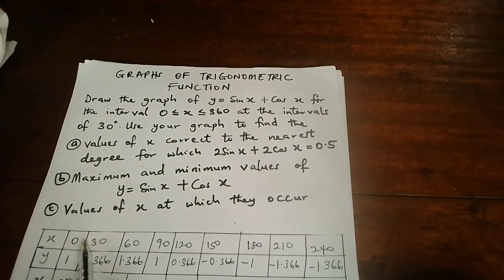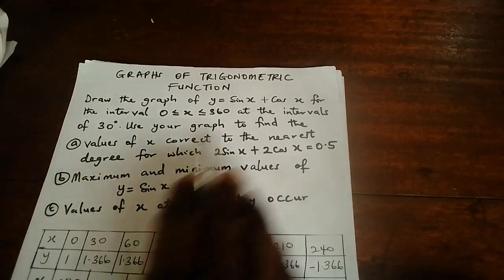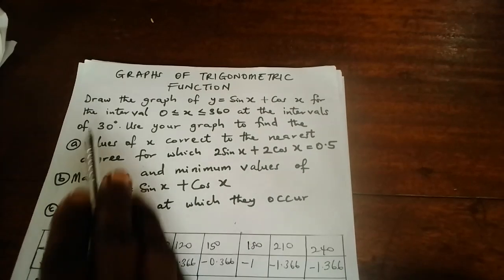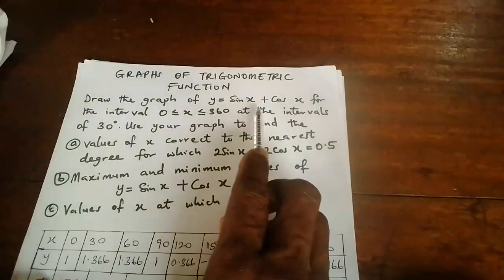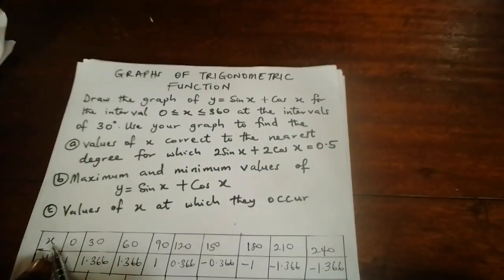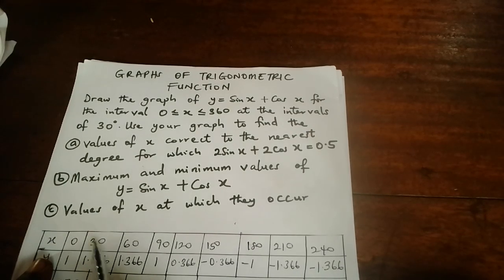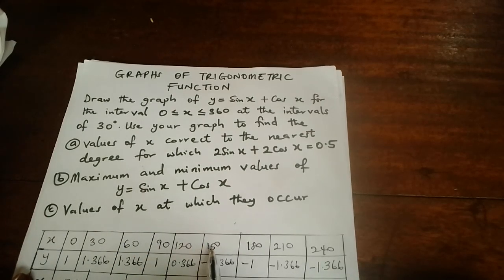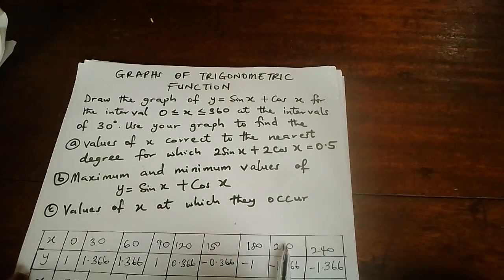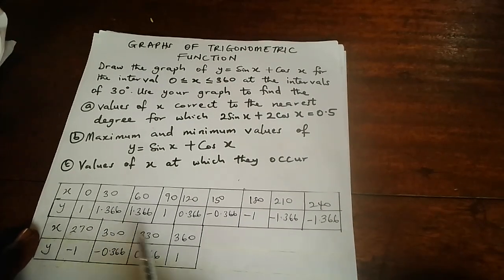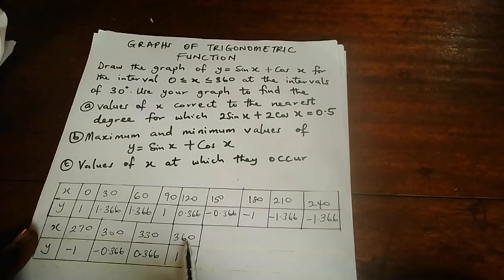Now first of all, we need to do the table. We are given that we need to use an interval of 30 degrees. So that means here we are having x. We start from 0, then you'll be having an interval of 30 degrees: 0, 30, 60, 90, 120, 150, 180, 210, 240, 270, 300, 330, 360.